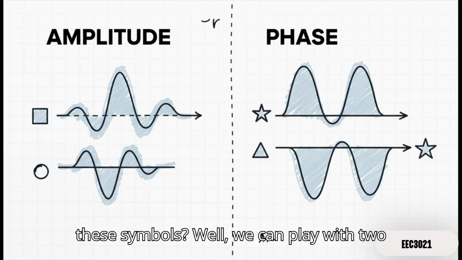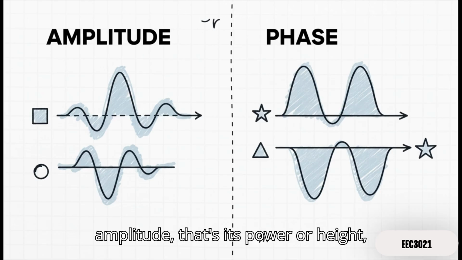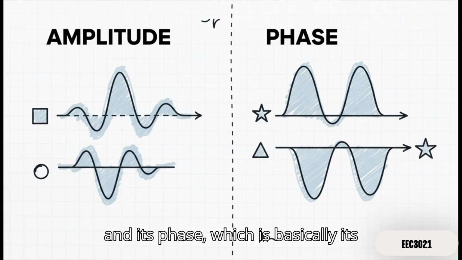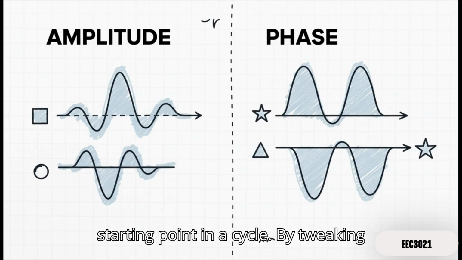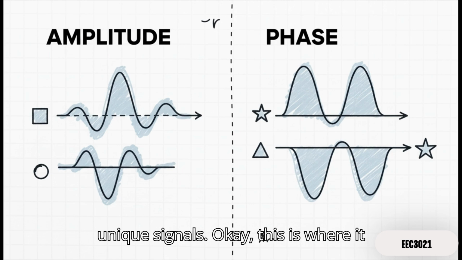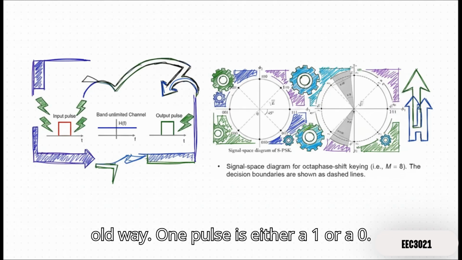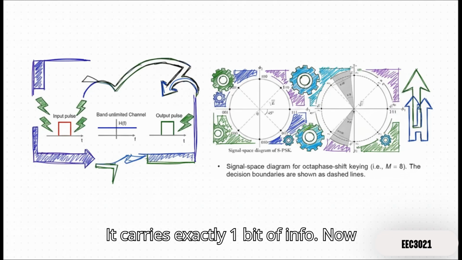So how do we create these symbols? Well, we can play with two key properties of our wave. Its amplitude, that's its power or height, and its phase, which is basically its starting point in a cycle. By tweaking these, we can create a whole set of unique signals. Okay, this is where it all clicks. Look at the left. That's the old way. One pulse is either a 1 or a 0. It carries exactly one bit of info.